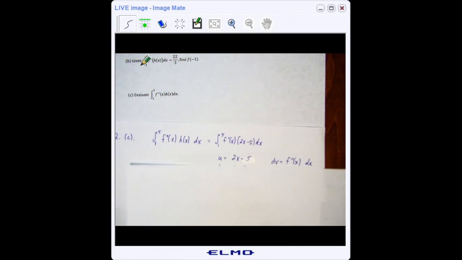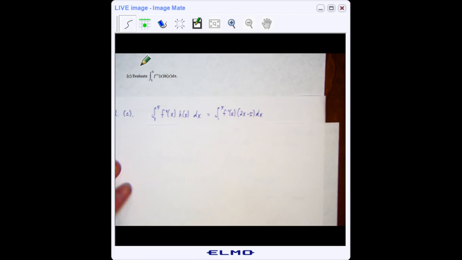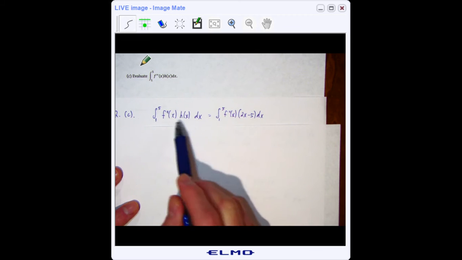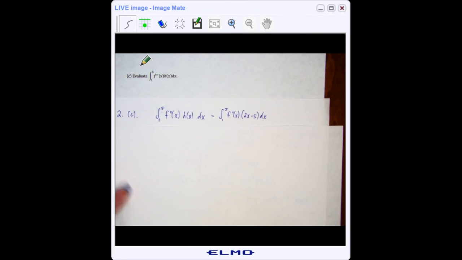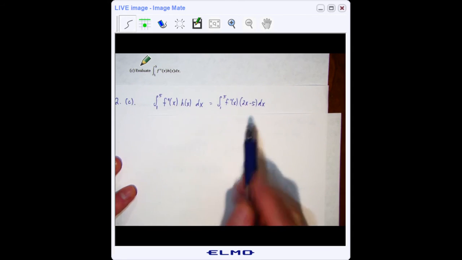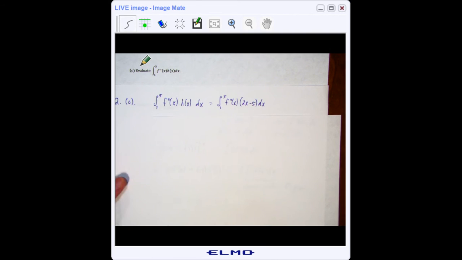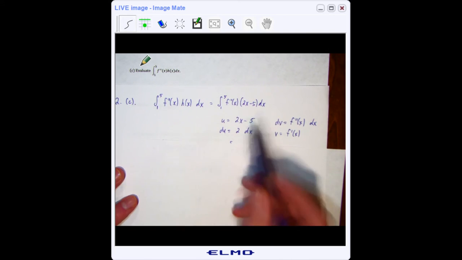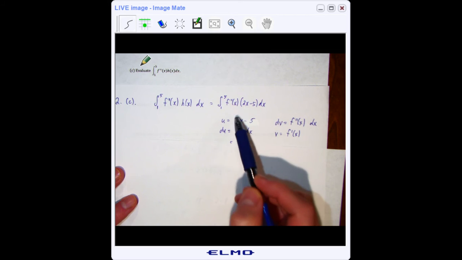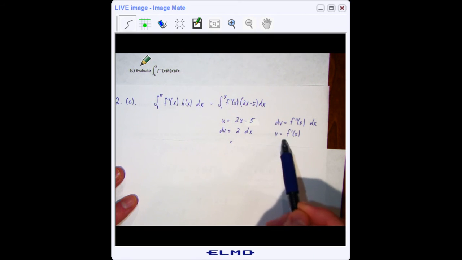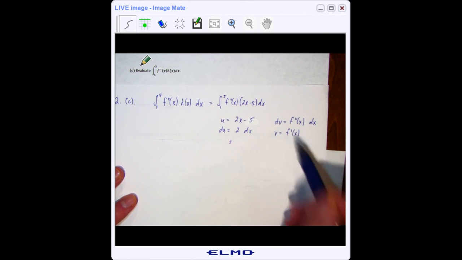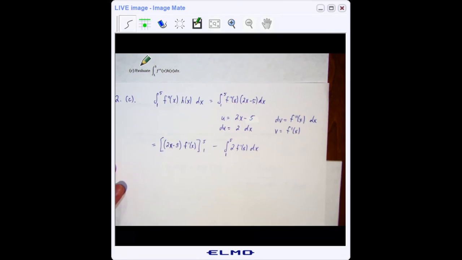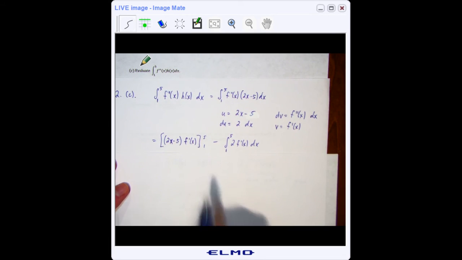Part C, evaluate this integral, 1 to 5 of f double prime of x times h of x. Okay, once again, I would plug in 2x minus 5 for h of x, so you can visualize this a little better. And now we have integration by parts. Again, most of you noticed that, at least to start off with, because you've got a product there. There's your u and your du, and there's your dv and your v. The antiderivative of f double prime is just f prime. Okay, so now write it out using the integration by parts formula, uv minus integral v du.